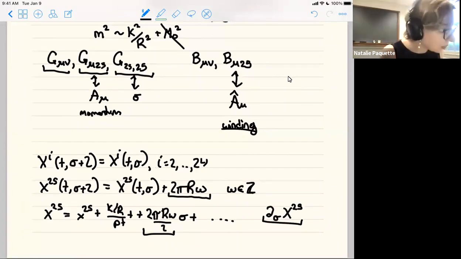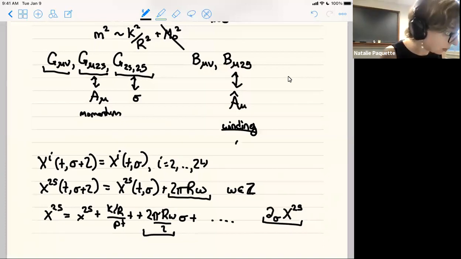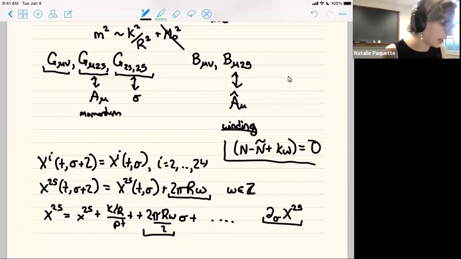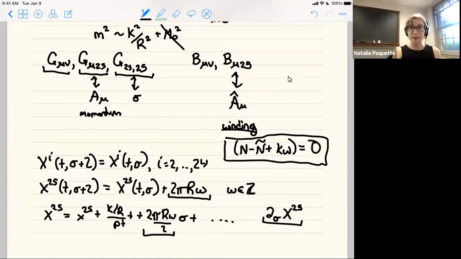And if you recompute the level matching condition, you now find that it's modified to a condition like this, that the difference in the oscillators has to match the momentum times the winding.